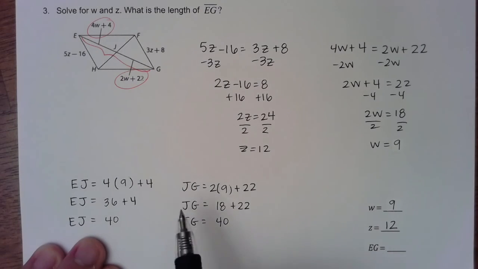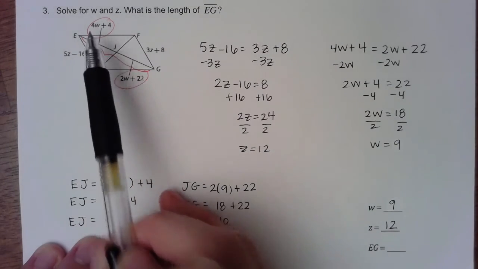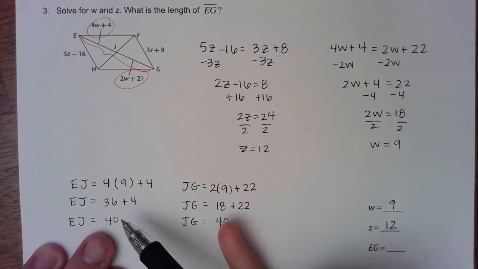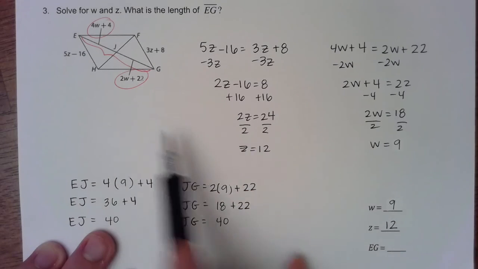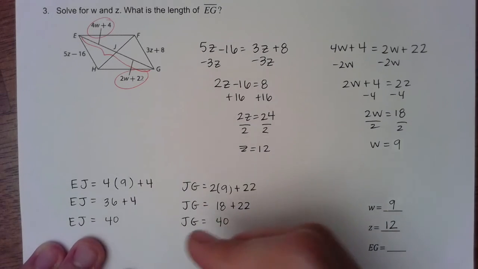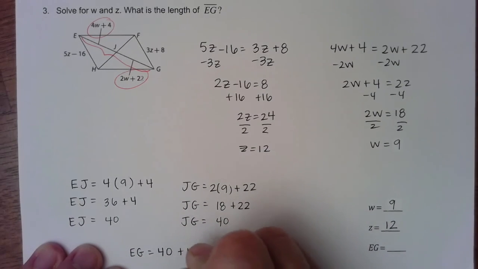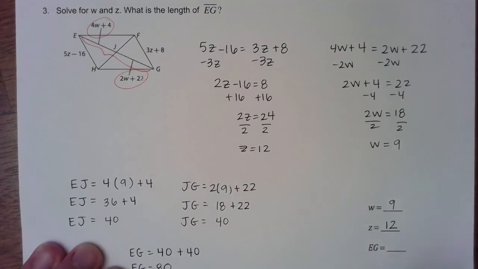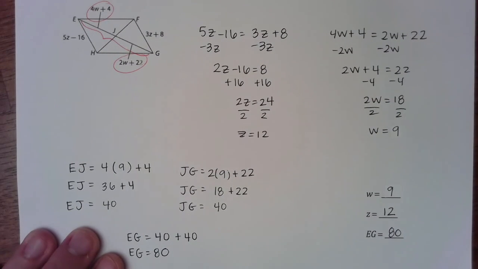And so that's what we've gone ahead and done here. We took the 9 that we got for w, and the first thing we did was we plugged it in from E to J. So 4 times 9 plus 4 gives you 36 plus 4, which gives us 40. And then, once we were done with that, we plugged it in from J to G. So it was 2 times 9 plus 22, which gave us 18 plus 22, which gave us 40. To find the answer from E to G, we need to take the 40 that we got from E to J and the 40 that we got from J to G, and we're going to add them up together. So my answer for EG, for how long that segment is right there, it's 80 for that one, because half was 40, and we added them together to get 80.